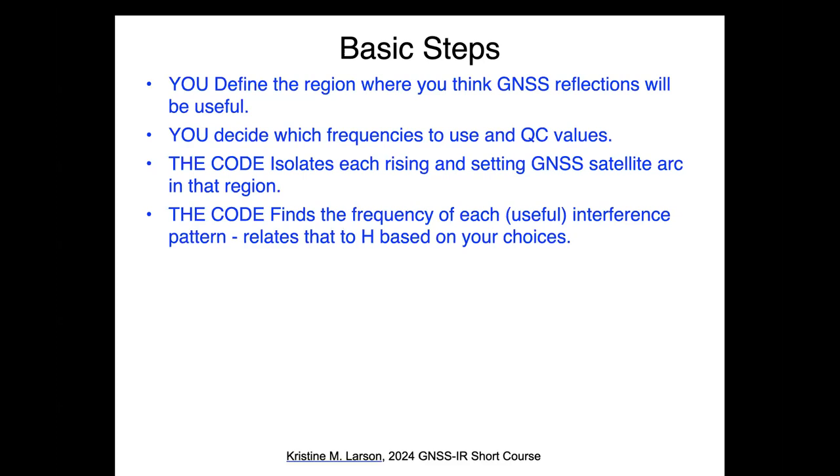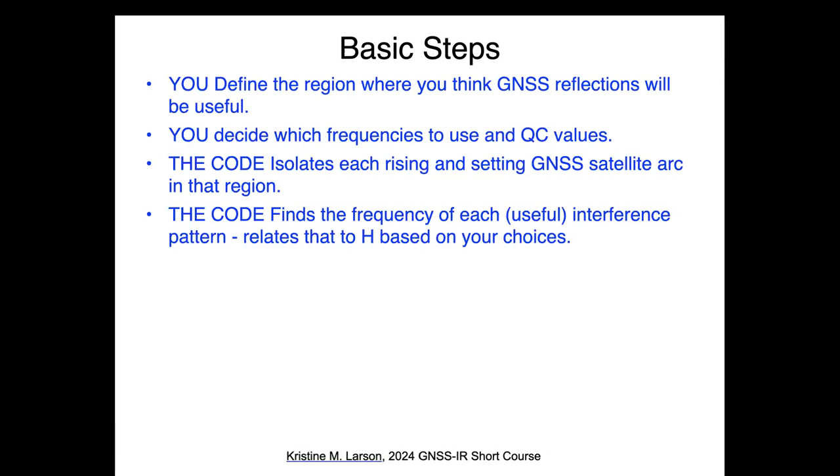And that's why those Fresnel zone maps, those reflection zone maps, are used: to let you decide, look, I can only use from azimuth 0 to 90, for example. You decide which frequencies to use, or you're going to use my default, which might not be the ones you want to use. Now, you shouldn't worry about figuring out which satellite is rising and setting in those regions. That's the job of the code.